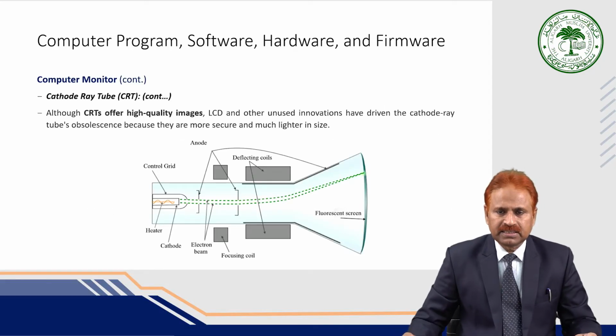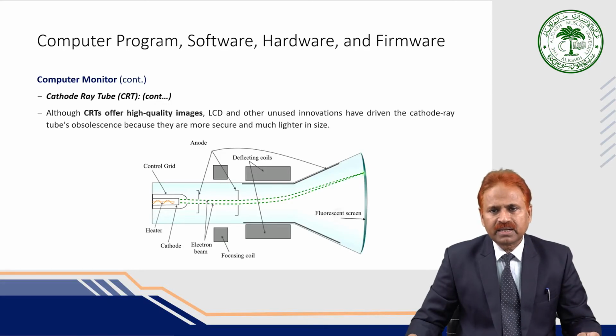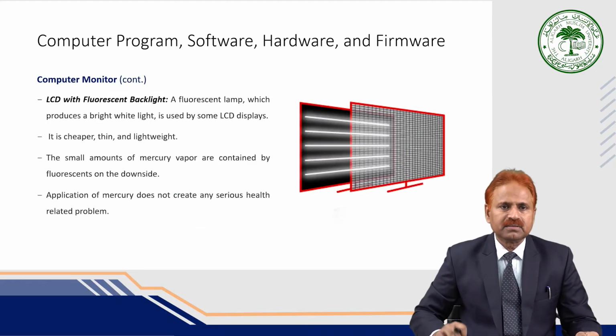Here is the picture of a CRT. Basically, you can see here the filament is there, the cathode, and inside that we do have the cathode. A beam is emitting from there and it is being projected on the fluorescent screen. Although CRT offers high quality images, LCD and other newer innovations have driven the cathode ray tube to obsolescence because they are more secure and much lighter in weight.